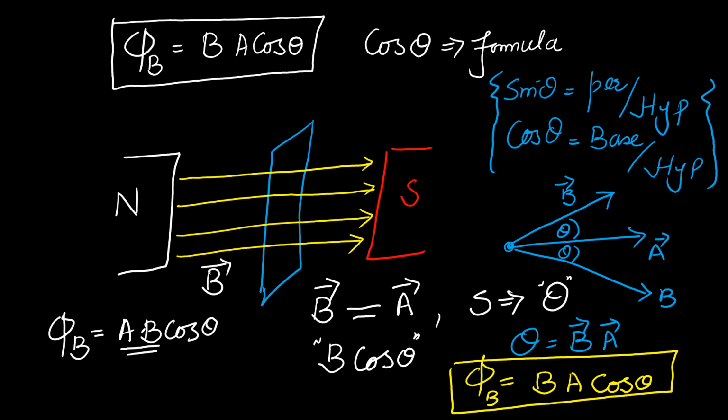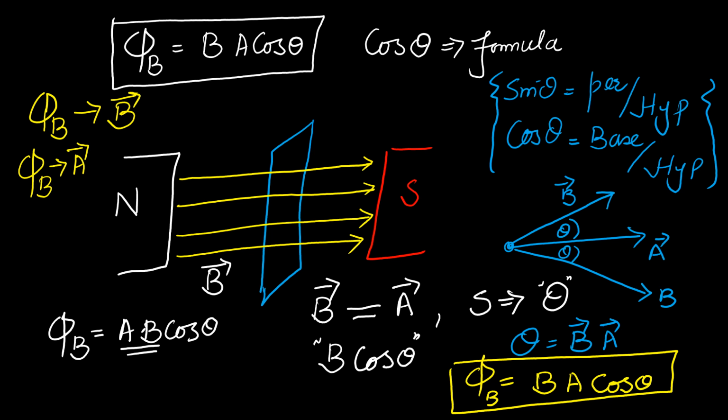So now student, keep these 2 points in your mind. Magnetic flux phi B will depend on magnetic field lines. Greater the magnetic field lines, greater will be the magnetic flux. Or greater the flow of lines through a surface, greater will be the magnetic flux. Similarly, magnetic flux depends on area vector or area through which magnetic field lines are passed.